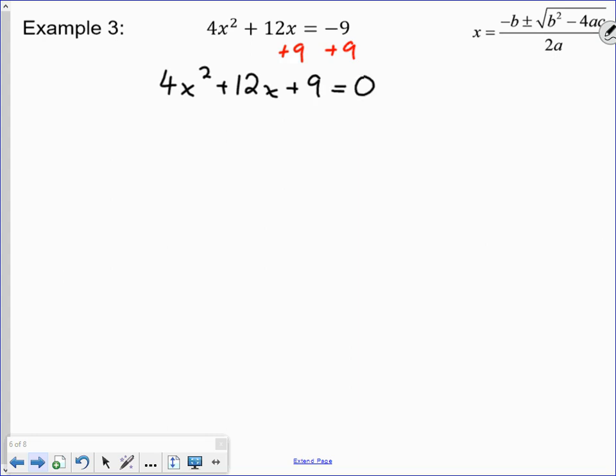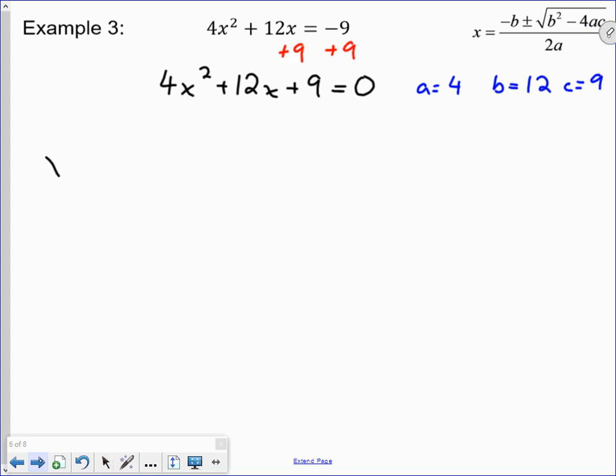Our quadratic formula, and factoring for that matter, only work when we have all of the terms in our quadratic on the one side and 0 on the other side. So let's go ahead and apply our formula here. A is 4, B is 12, C is 9.